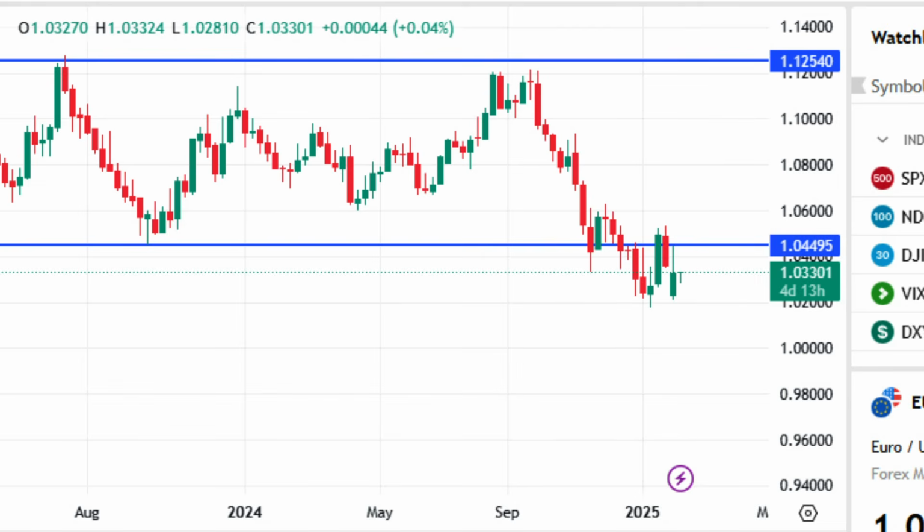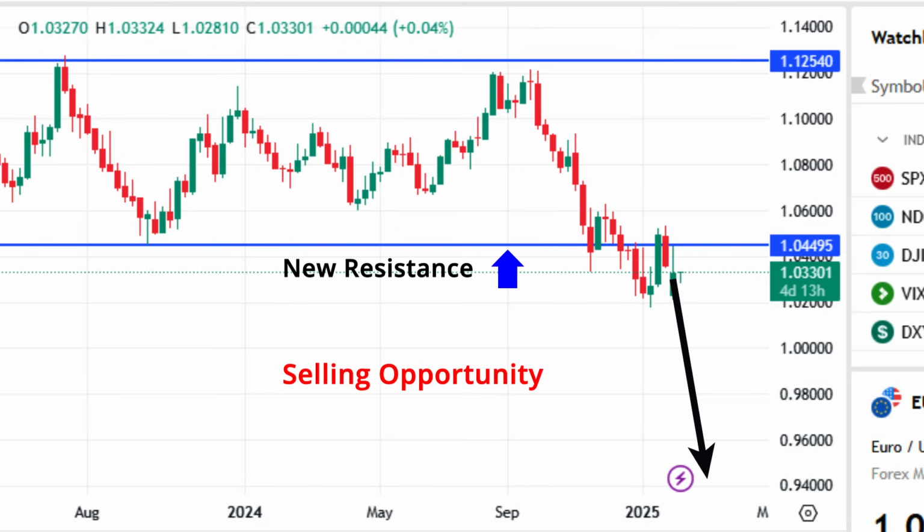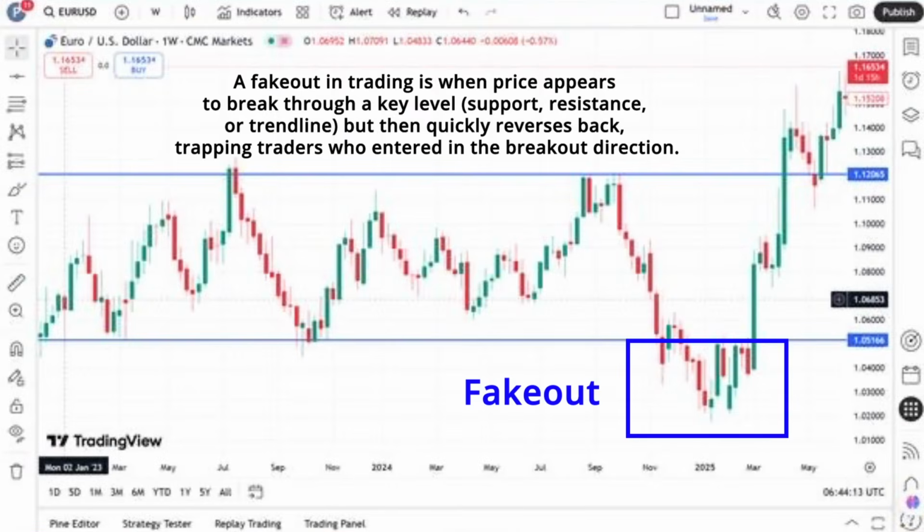But if sellers manage to break below and hold under support, then that old support becomes a new resistance and we would look for selling opportunities. Now, keep in mind that it is also possible for price to break the support or break the resistance and return back, and that support will hold. And when this happens, it is called a false breakout.